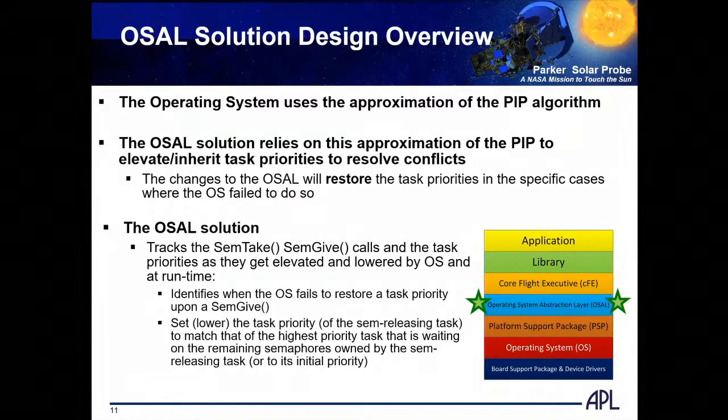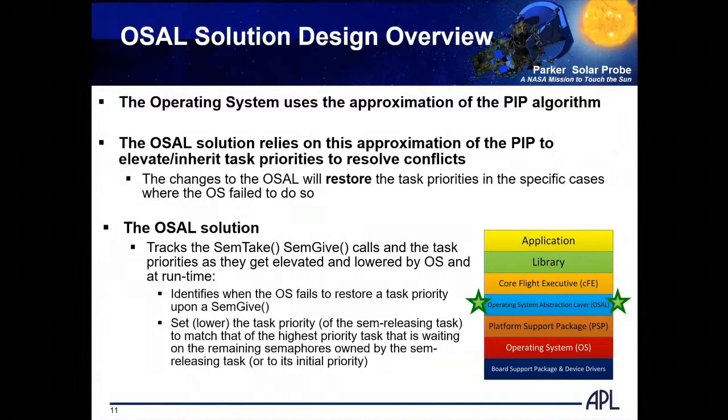So this solution kind of depended on the fact that the operating system has this approximation of the priority inheritance algorithm. So it works in most cases, but we identified the specific scenarios where we understand that the OS is not lowering the task priority back down. So this solution doesn't have to implement the entire priority inheritance protocol, just that specific case where we need to lower it back down.